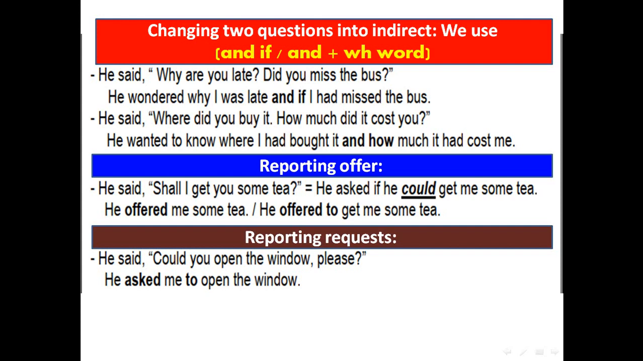Now when we report an offer, like this example, he said, shall I get you some tea? Shall I is used to make an offer. So we say he asked me if he could get me some tea. So in order to report an offer, we use a sentence with could. You can also say he offered me some tea or he offered to get me some tea. So all of them are correct ways to report an offer.